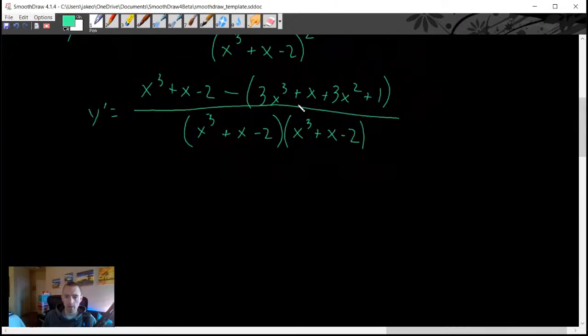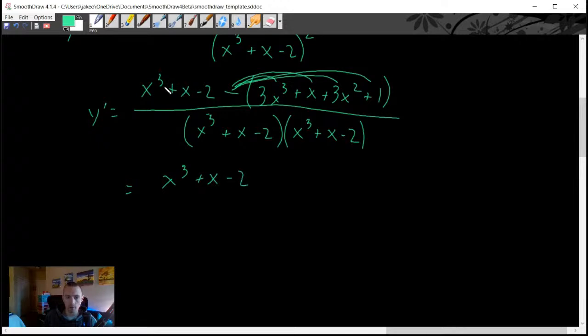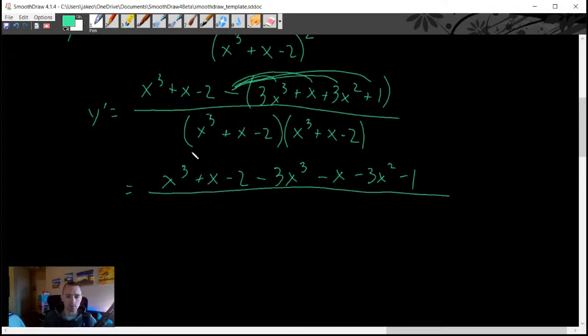So then we would be able to combine our like terms within these parentheses at this point. In this case, there are no like terms. So we can just go ahead and distribute the negative sign to all 4 of these terms now. So we're going to get x cubed plus x minus 2 from out here, minus 3x cubed, minus x, minus 3x squared, minus 1.